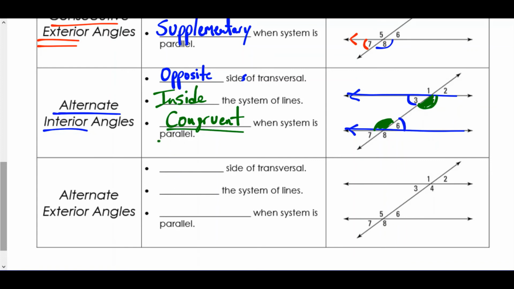This is not always true. If this system is not parallel, then these are not congruent. If this was tilted a little bit, then they would not be the same.